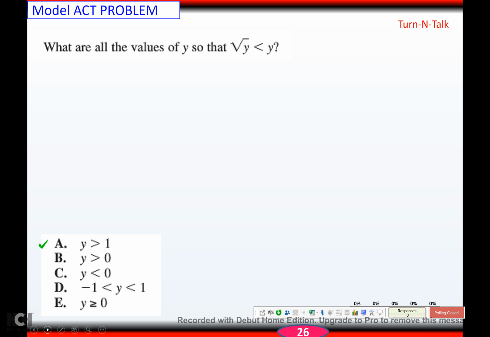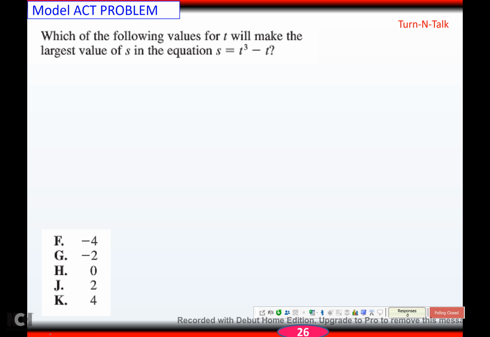Alright, the only way that you're going to have values of the square root that's smaller than what you started with is if y is positive and greater than 1. So it's got to be a. Try this one. Hit pause. Come back when you're ready.